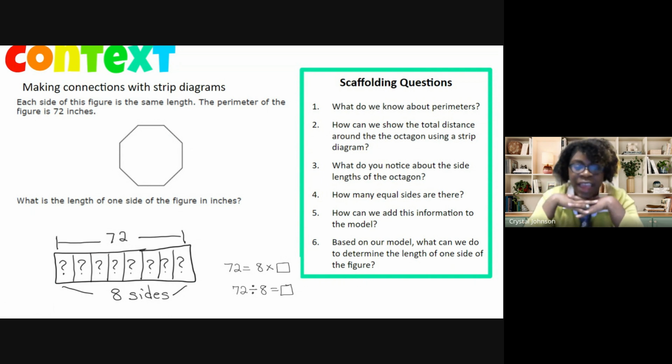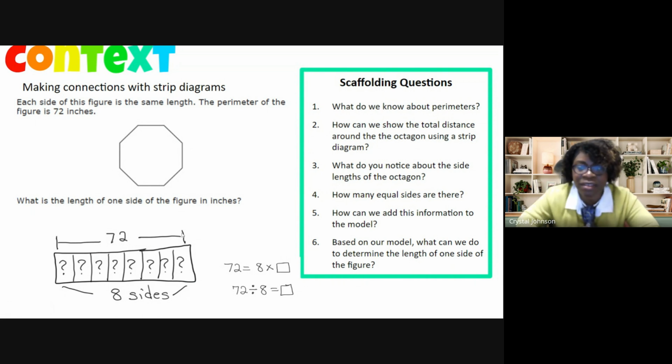Now that we know that there are 8 equal sides on this octagon, how can we add this information to our model? If students are unable, then that's when you will step in and you will model that you put 8 sides at the bottom and you draw 8 boxes. Each box represents my sides. Do I know how long each side is? No. So I'm going to put a question mark because I don't know the size of the sides, but I do know the number of sides.